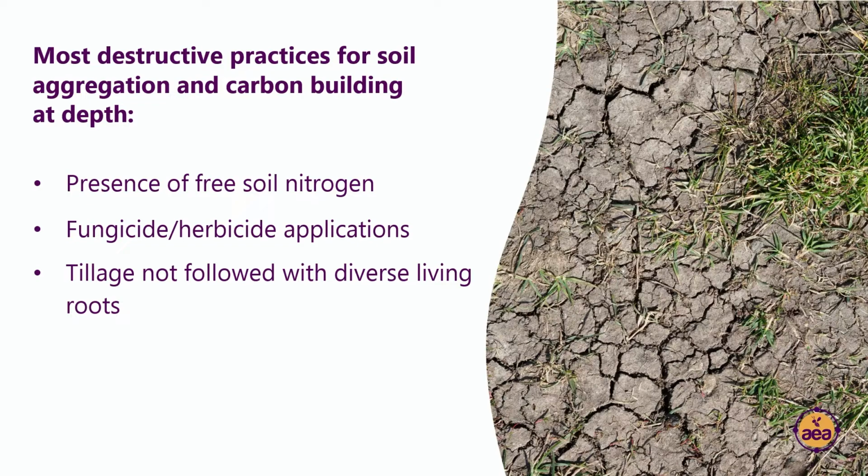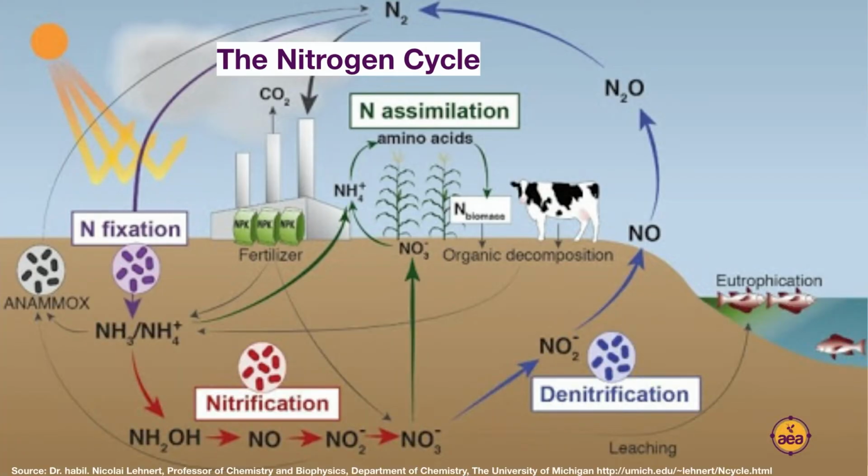So when we think about building stable soil aggregation and building soil carbon levels at a significant depth, the presence of free soil nitrogen is one of the most effective means of shutting down the rhizophagy cycle and the soil microbiome, preventing fungal endophytes and bacterial endophytes from colonizing the plant and from forming an effective relationship with the remainder of the soil microbiome and building overall soil health.